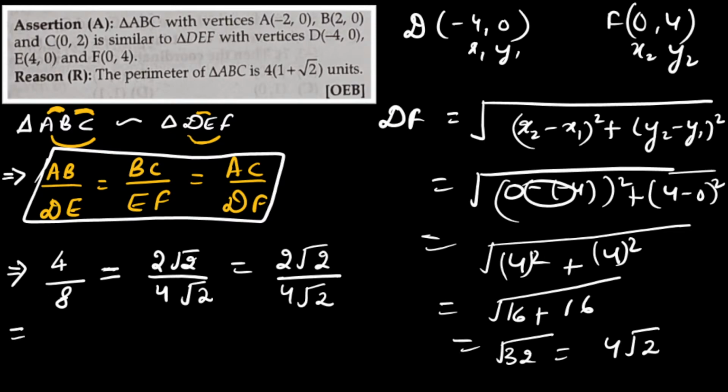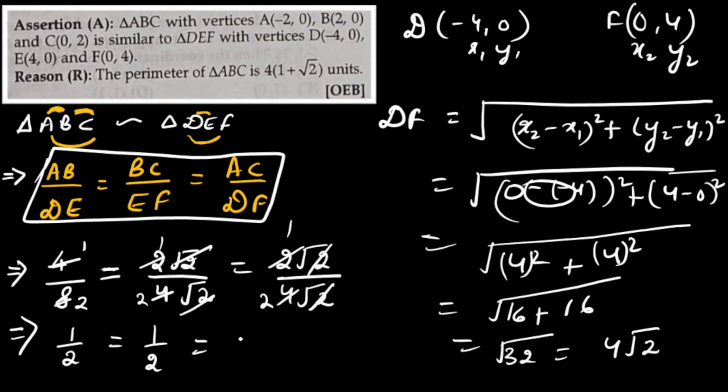If we do cancellation for each of the sides, this will become 4 into 1, 4, 4 into 2, 8. So 1 by 2 on this side. Now root 2 and root 2 will get cancelled. 2 into 1, 2 into 2. So here also 1 by 2. Again square root 2 and square root 2 will get cancelled. So 2 into 1, 2 into 2.